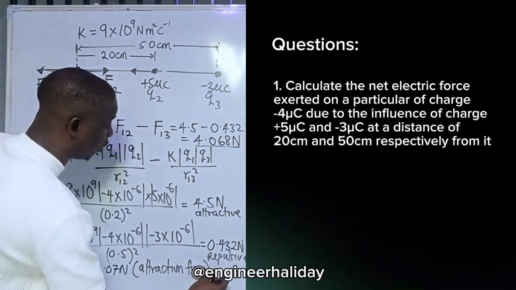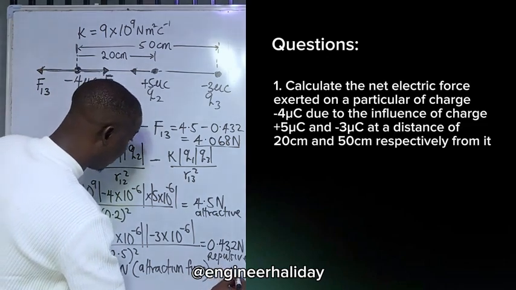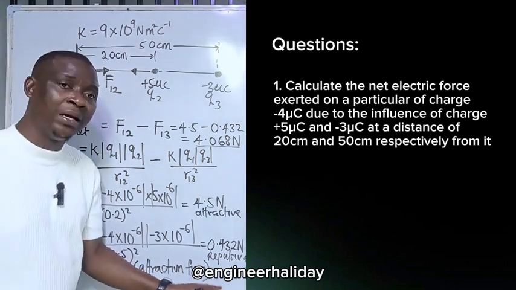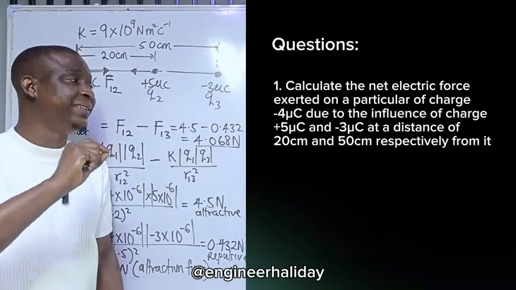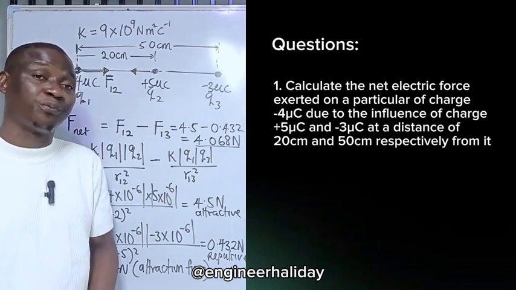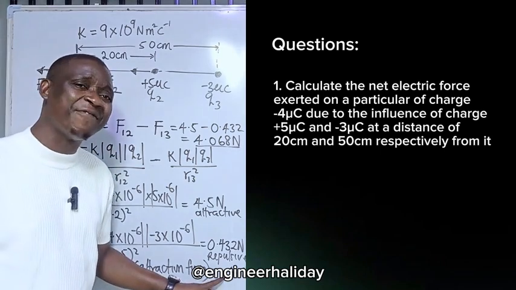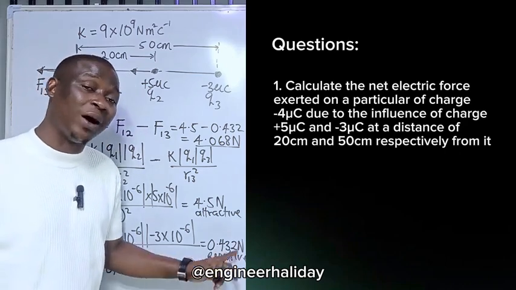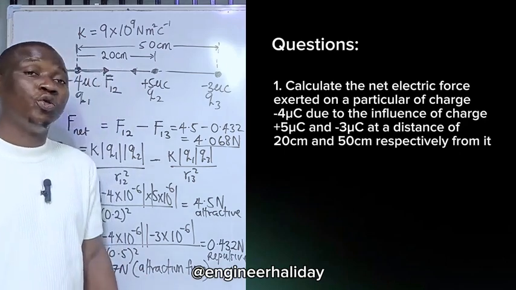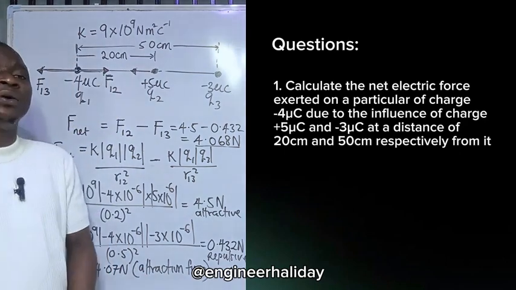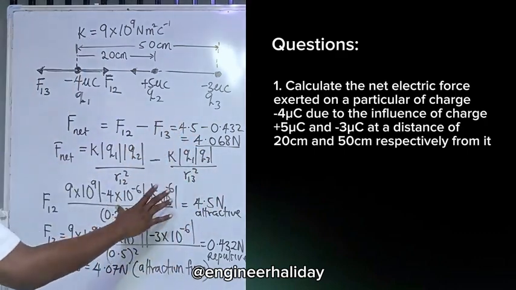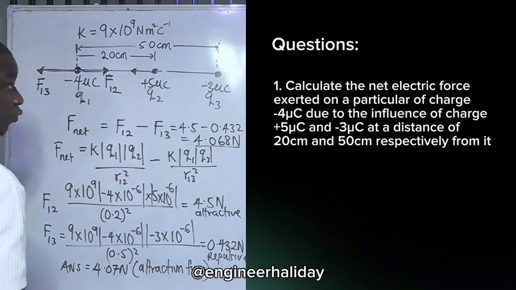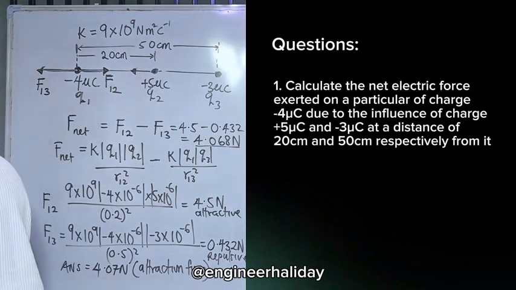In other words, this answer can also be, in terms of magnitude and direction, minus 4.07 Newton. Why is it minus? I told you in my last video concerning three charges using the principle of superposition that when you have a minus sign, it indicates attraction. But whenever you have a plus sign in your final answer, it indicates repulsion. I emphasized on it. I think this answer for the first question is very clear. So we can move to the next question.